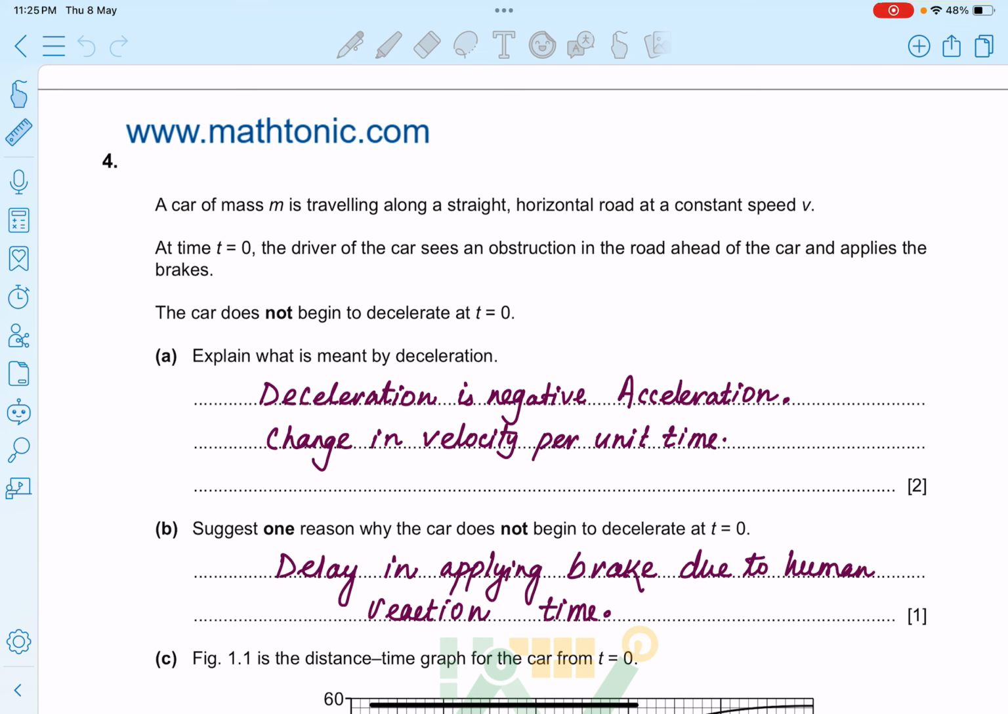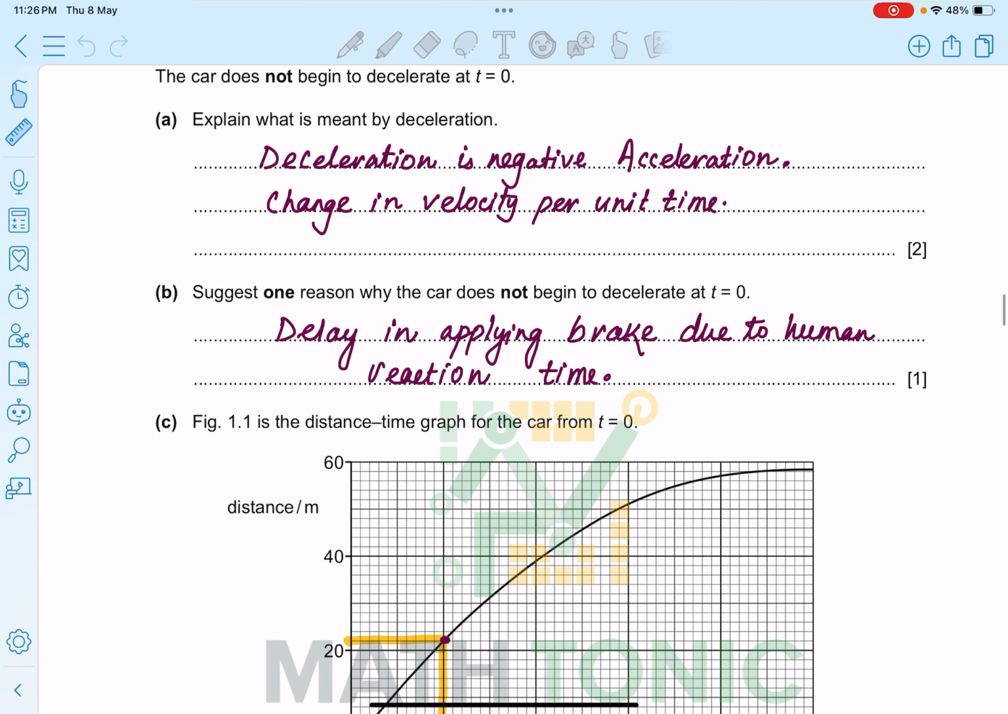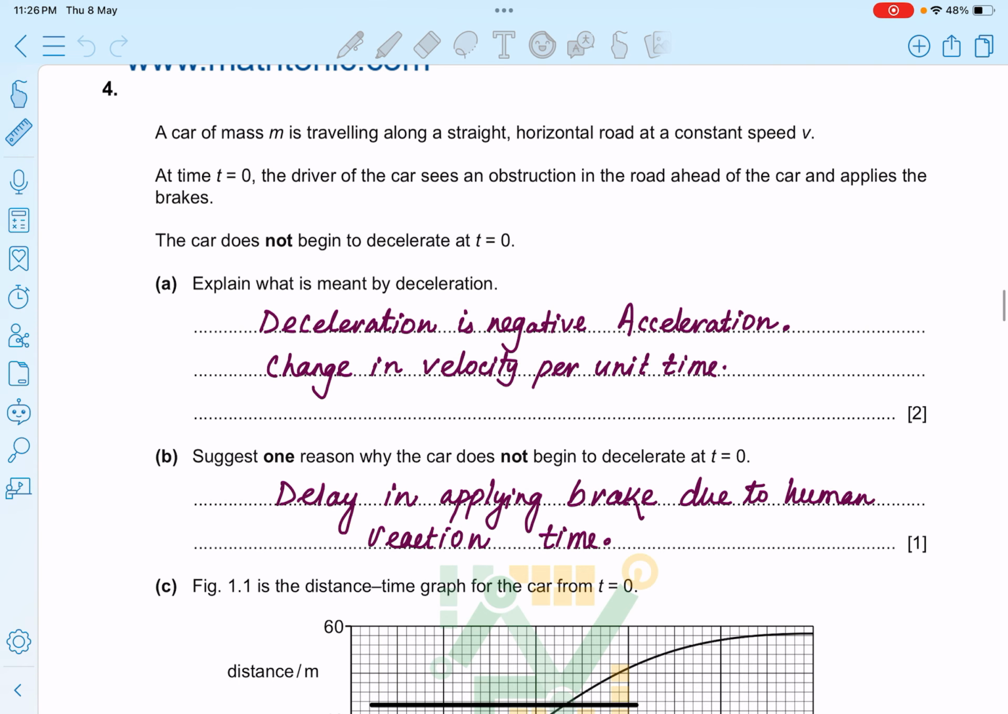That is easy. We know that deceleration is nothing but negative acceleration, and yes, change of velocity per unit time. See, acceleration equals, we know, v over t, right? But when it is decreasing, that is known as deceleration, which is negative acceleration. This part is easy. Suggest one reason why the car doesn't begin to decelerate at t equals 0. Because of the delay in applying the brake due to human reaction time, obviously, right? So the car doesn't begin to decelerate at t equals 0. It will take time to stop, and that is because of human reaction time, so applying the brake will be delayed.